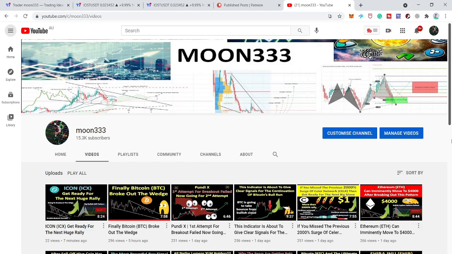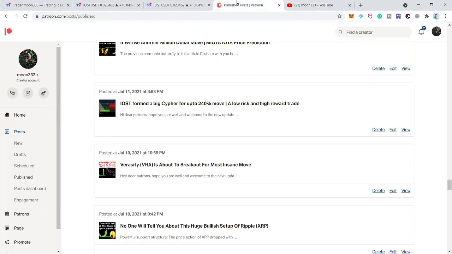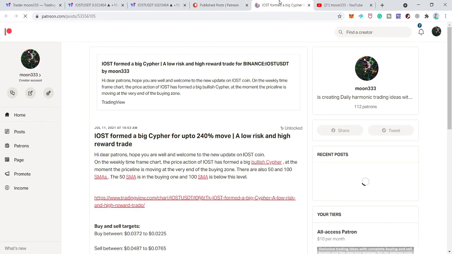In today's video, I want to show you how, after this strong sell-off, the price line of IOST has formed a very big bullish reversal setup and entered the buying zone. And this is a very big bullish reversal harmonic cipher pattern. This was the chart that I shared at the Patreon on 11th of July, and the price action completed the final leg of the bullish cipher.